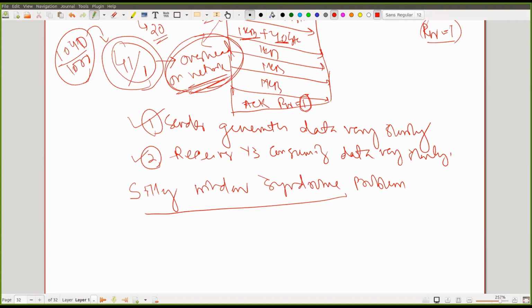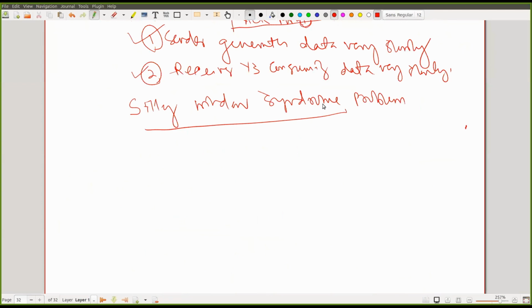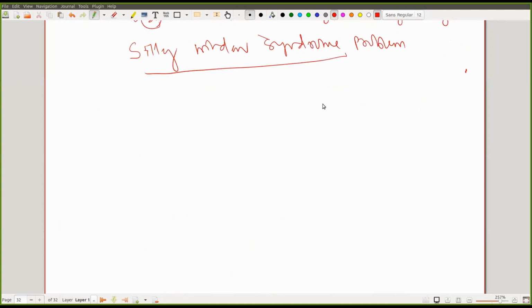Now the next question. Once the silly window syndrome problem is there, we have to get rid of it. So what is the solution as far as this silly window syndrome problem is concerned? Let's look into this silly window syndrome problem and its solution as far as the sender is concerned. We'll go one by one, the sender first. Due to the sender, whatever silly window syndrome problem arises, how do we get rid of it?